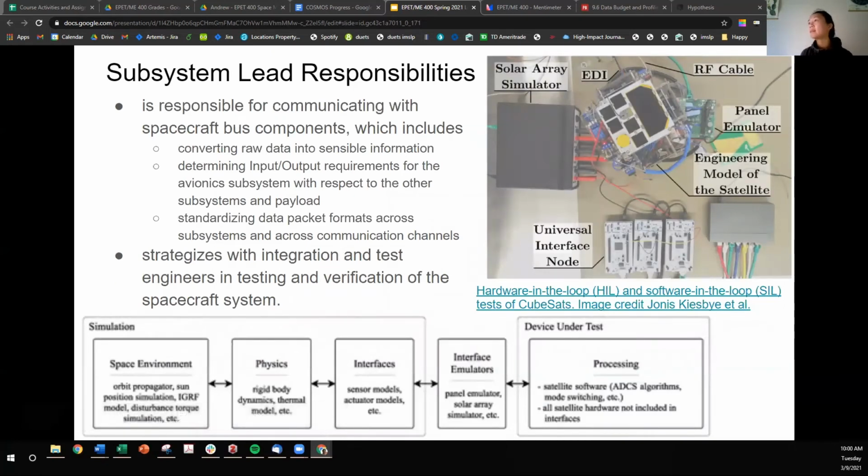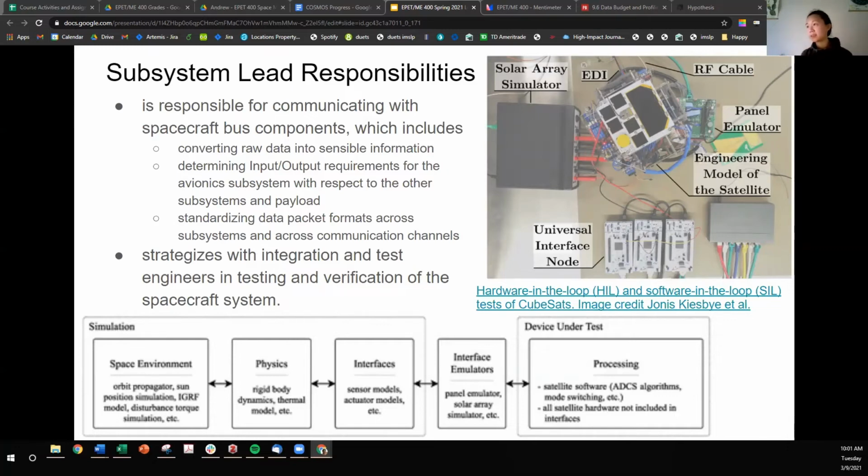Okay, other subsystem lead responsibilities include communicating with the spacecraft bus components. This could be converting the raw data into sensible information, like converting voltages to, let's say, the amount of flux that you're seeing on the solar panels, determining input and output requirements for the avionics subsystems. There are a lot of different connections between components.